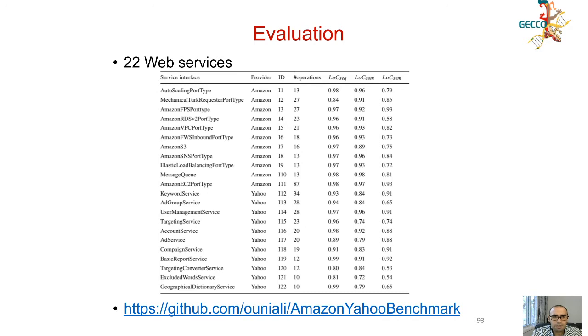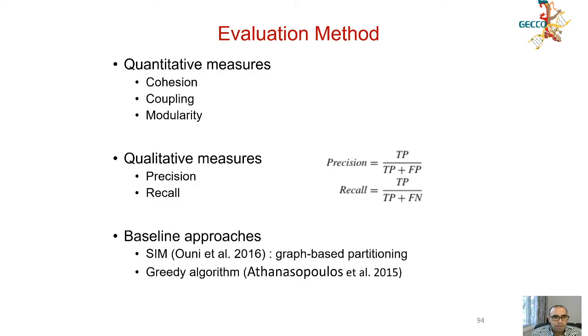They have different numbers of operations in their interfaces and different levels of cohesion. The dataset is also available in our application package online. As for the evaluation method, we use mainly qualitative and quantitative measures. For the quantitative measures, we are based mainly on cohesion, coupling, and modularity. For the qualitative measures, we are based on precision and recall.